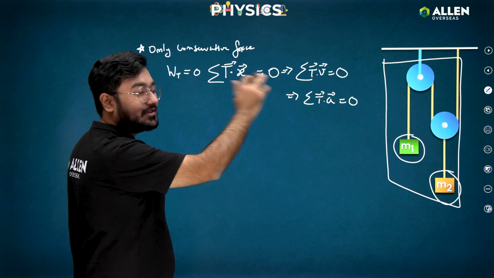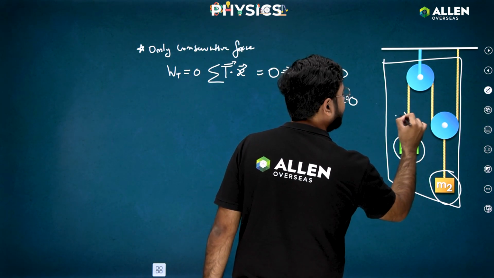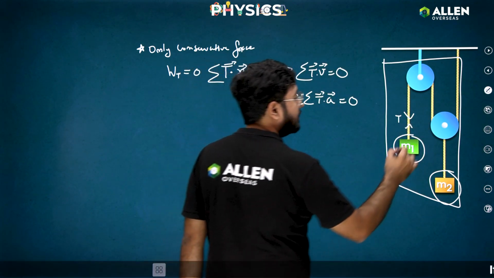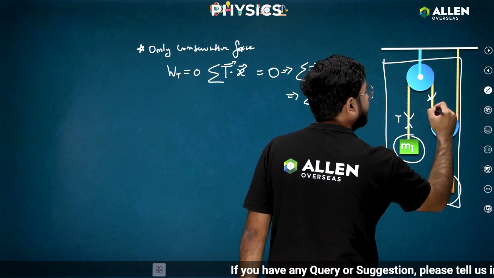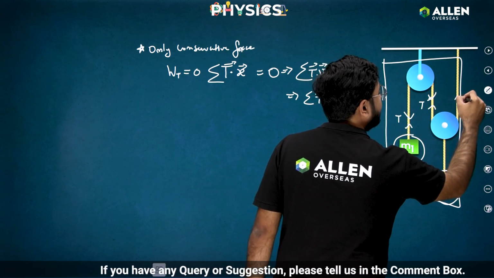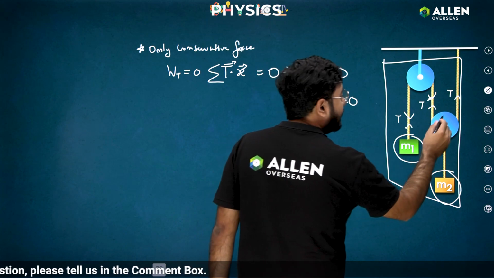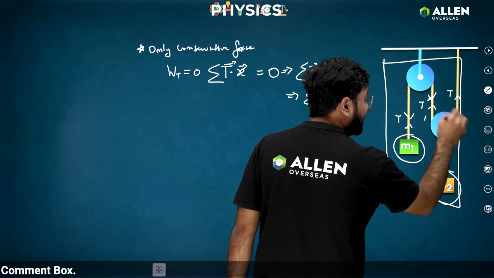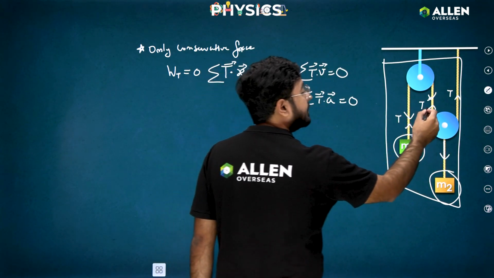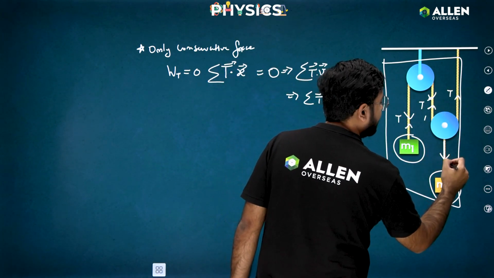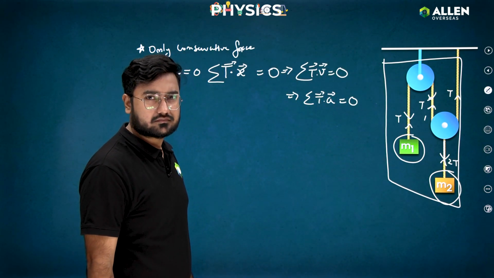So let us first calculate the tension in the string. Suppose the tension here is T, right? It is the same string, a massless string. Again, tension here is going to be T. Tension here is going to be T. No rocket science. If it is a massless pulley, then the complete force will be transferred. So tension here will be T plus T, and it will be 2T. Agree? Yeah.